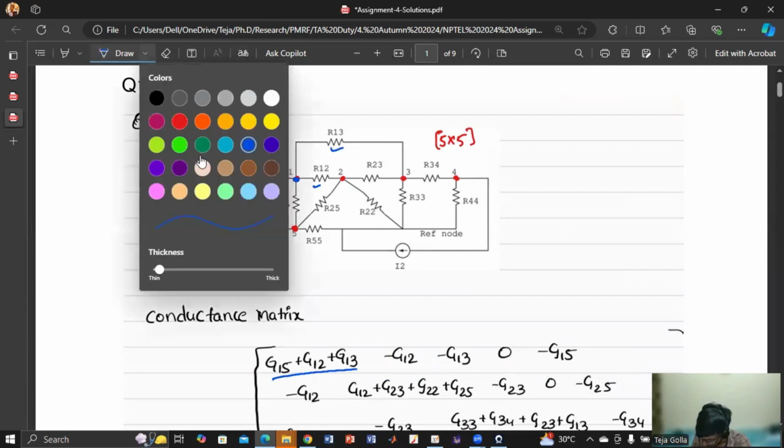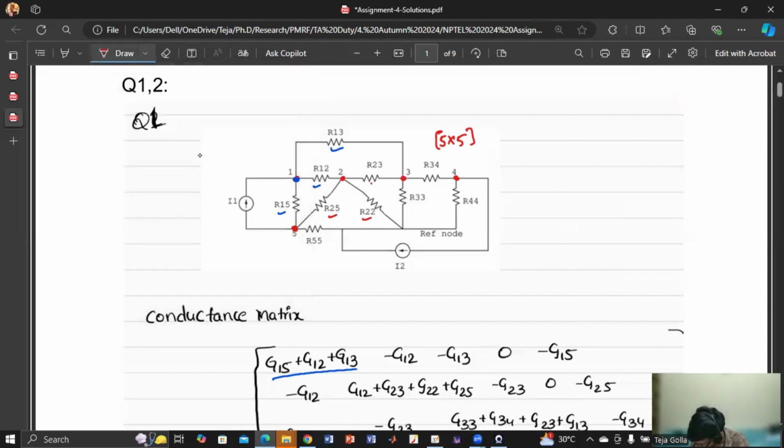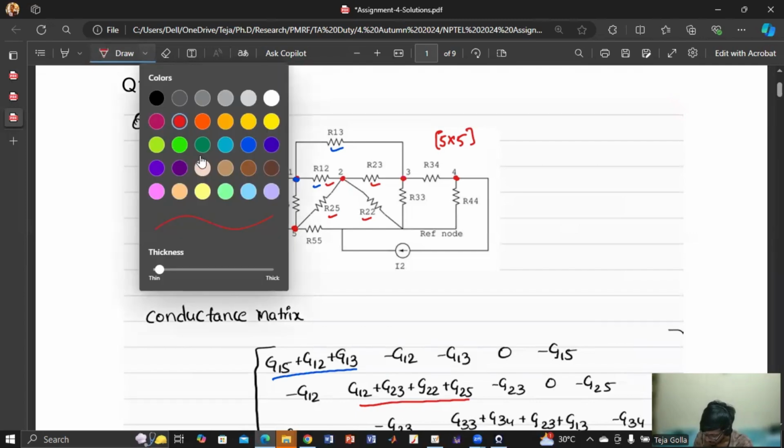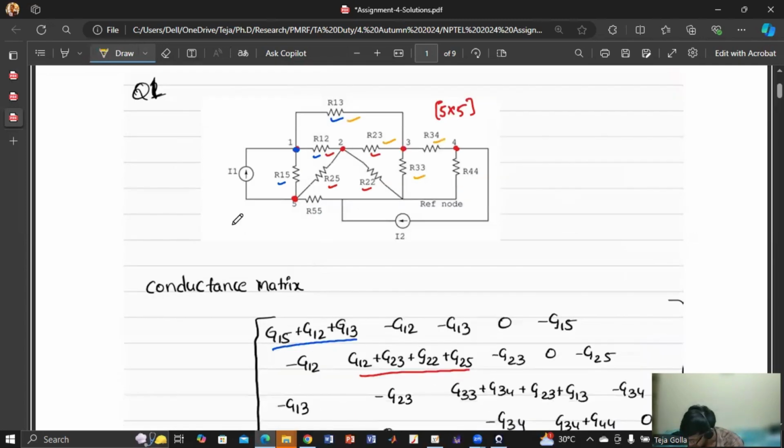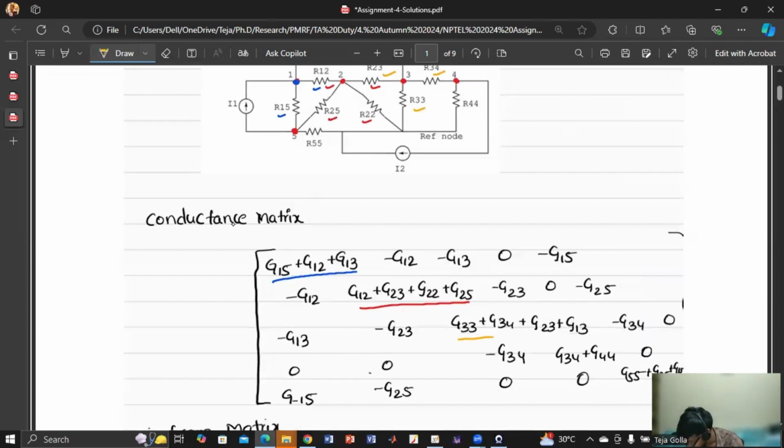And at node 2, we have R25, R22, R23, R12. So that's why we have 4, all the resistances that are connected. And then at node 3, we have R33, R13, R34, R23. So that's why we have again 4. 33, 34, 23, 13. Fine.